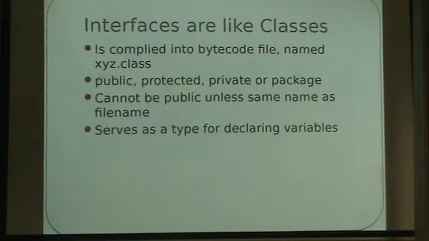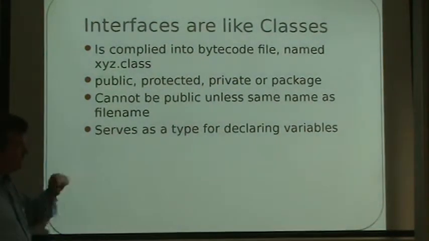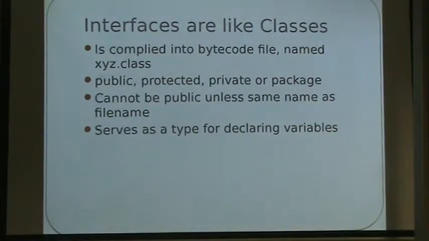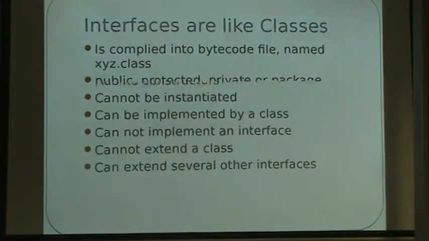Interfaces are like classes in that they are compiled into bytecode files, named whatever your interface is, .class. They can be public, protected, private, or packaged. They can't be public unless their name matches the file name. Other than that, they can still be public. And they also can serve as a type for declaring variables. So I'll go over an example of that in a little while.